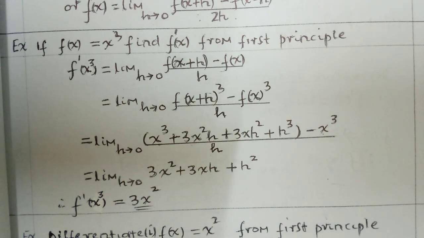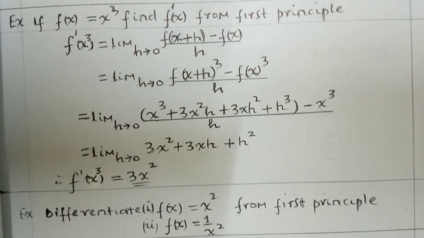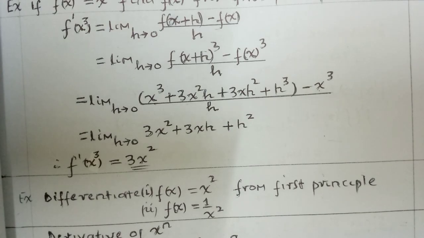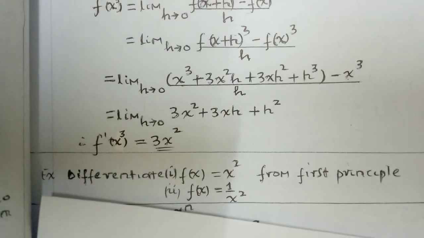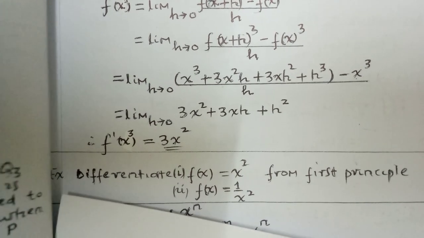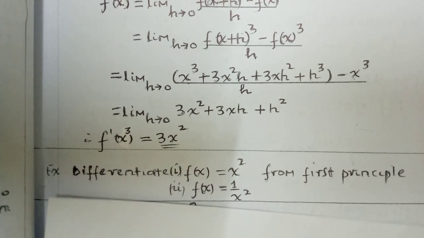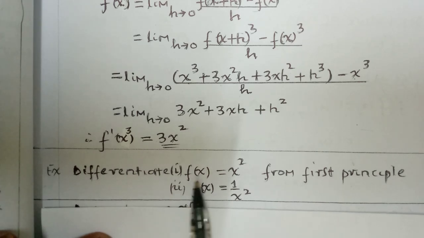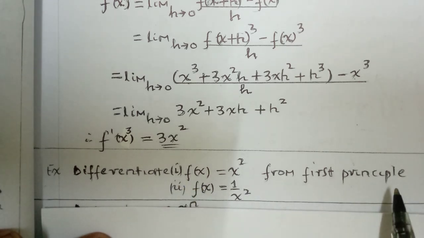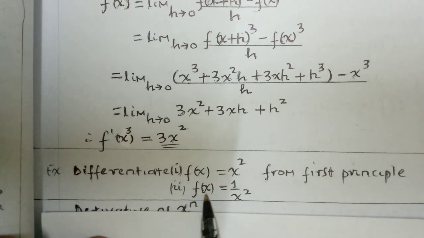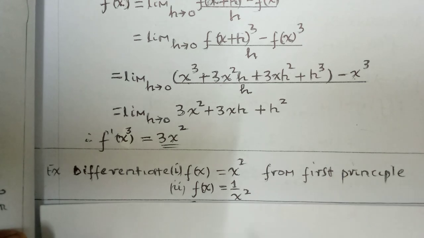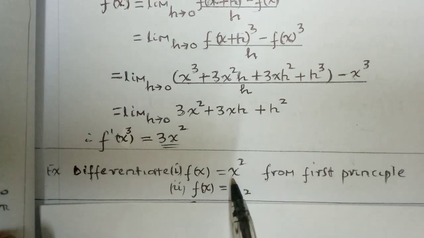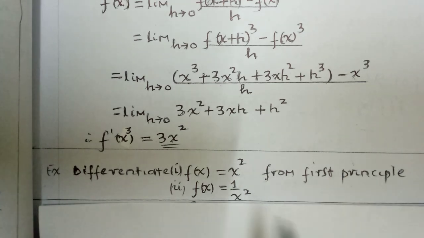So guys, we look at another example here. Differentiate f(x) equals x squared from first principle. We also have f(x) equals 1 over x squared. So let me do this one for you and then you can do this one. Let's see how you go about that.